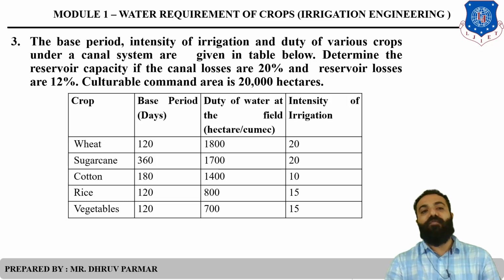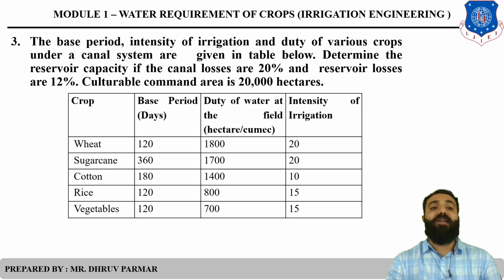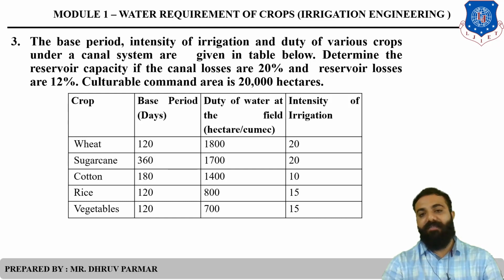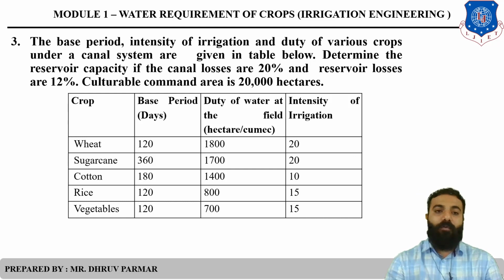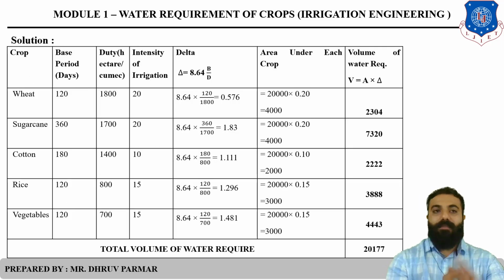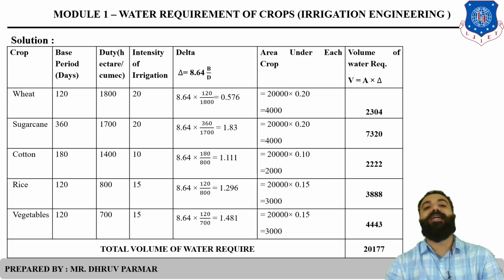The base period, intensity of irrigation, and duty of various crops are given in a table. So determine the reservoir capacity, if the canal losses are 20% and reservoir losses are 12%, and CCA is 20,000 hectare. First of all, data is given like base period, duty, intensity, and CCA. So intensity is given and CCA is given, so you can easily find out the area of a particular crop, clear, for wheat, for sugarcane, for cotton, for rice, clear. So in this example, we find out reservoir capacity, meaning volume, clear. The table solution is like this: first column crop, second column base period, third duty, fourth intensity, and fifth one delta.